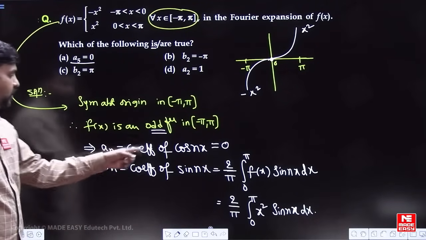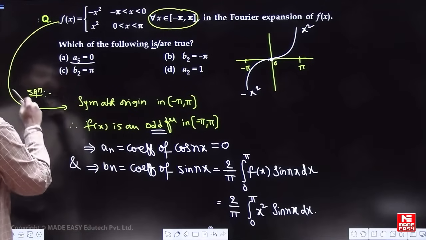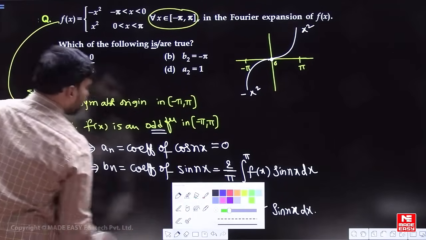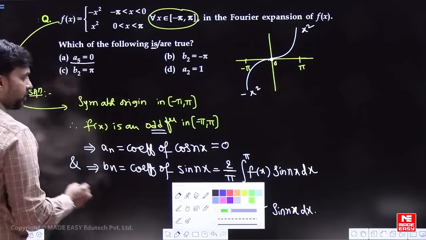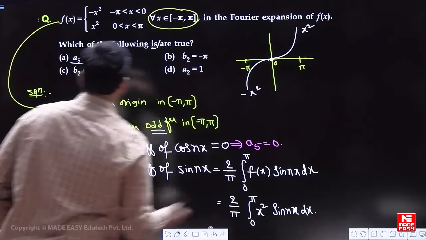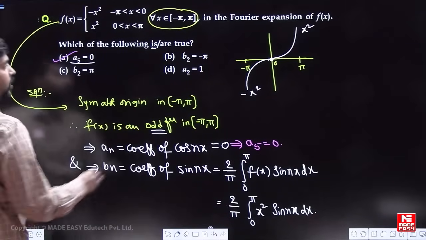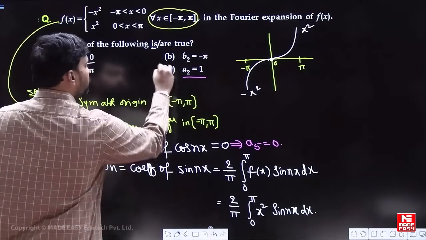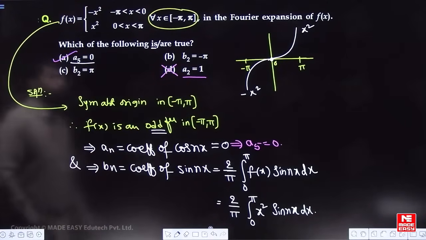Now already an is equal to 0, so we can look at some options here. Let us filter the options. A5 is 0, right? An is 0 means, can I say A5 is 0? Right. So therefore this is the correct one. And A2 is 1, so it is a wrong answer. Right? Wrong answer.